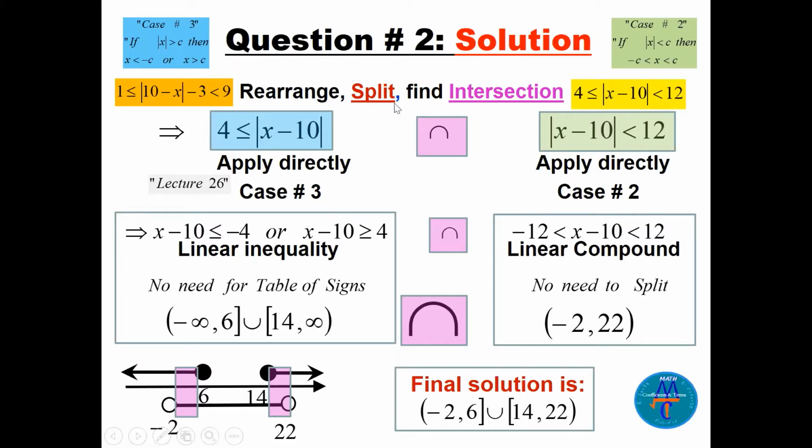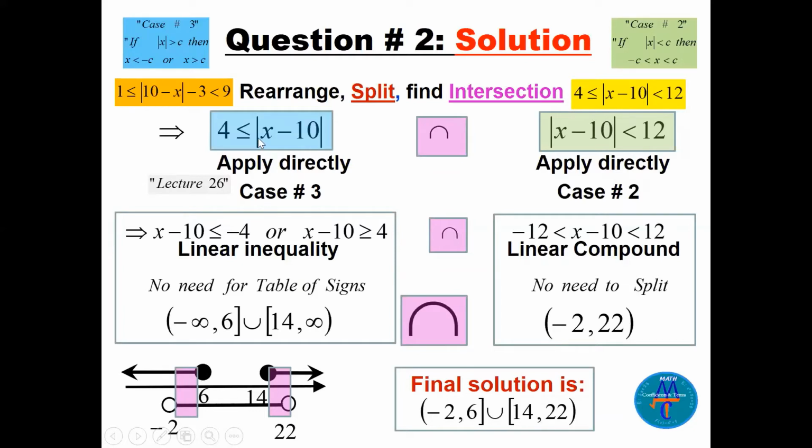So now we have this absolute value between two numbers, 4 and 12. We have to split it. So we say 4 less than or equal to the absolute value, and the absolute value less than 12. Intersection, we find the solution there. See, I put everything here in details. So you have to split it and solve each one.